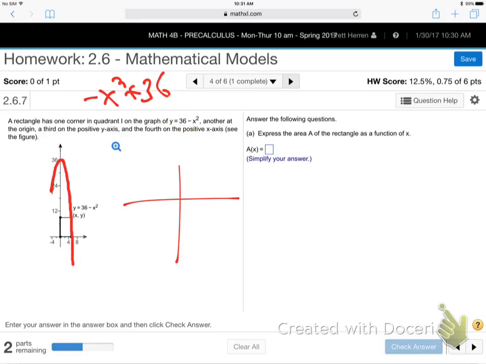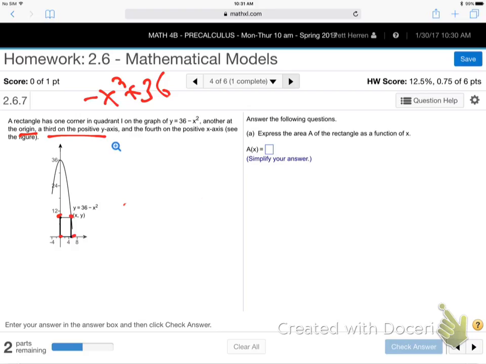And what are they doing? They're wanting me to make a rectangle with it or something. Oh, yeah, so they're saying, okay, you got an XY point right there. And you get the origin and make a rectangle, right? Isn't that what they're saying? Rectangle, one corner on the graph, another at the origin, a third on the positive Y. Yeah. Make a rectangle. There's a bunch of fancy talk for make a rectangle, right?